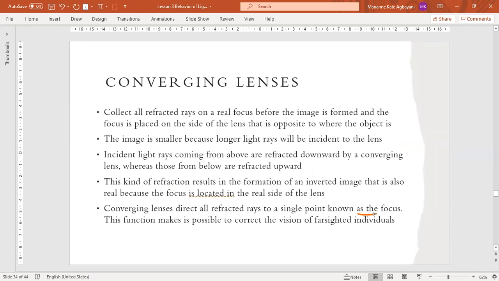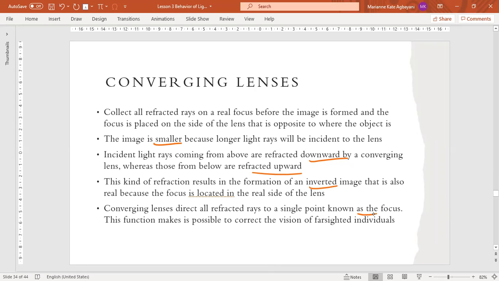So for converging lenses, we have the following. Collect all the refracted rays on a real focus, before the image is formed, and the focus is placed on the side of the lens that is opposite to where the object is. The image is smaller. Incident light rays coming from above are refracted downward, and in a converging lens are refracted upward. This kind of refraction results in the formation of an inverted image, and that's also real because the focus is located on the real side of the lens.